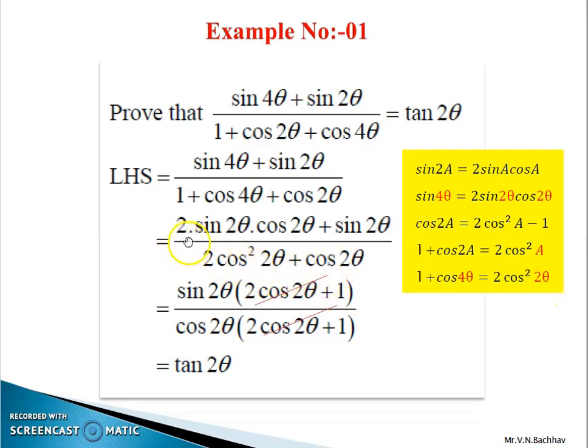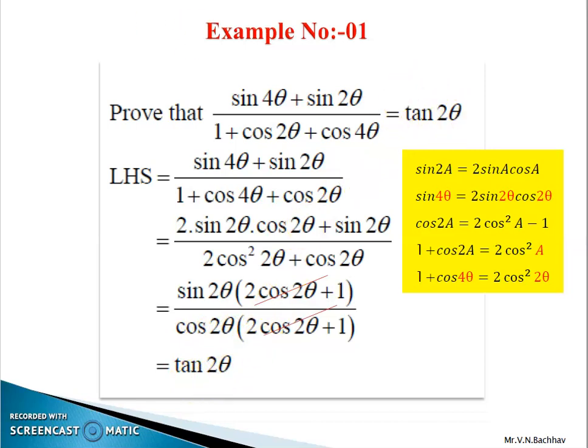Then we take sin 2 theta as common from the numerator. We get sin 2 theta into (2 cos 2 theta plus 1). Similarly, from the denominator we take cos 2 theta as common. We get in the denominator cos 2 theta into (2 cos 2 theta plus 1). Both are the same, hence we cancel them, and then we use the trigonometric relation between sin and tan, that is, sin theta upon cos theta is equal to tan theta. Hence sin 2 theta divided by cos 2 theta is equal to tan 2 theta, which is the RHS.